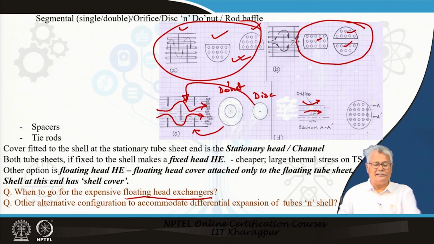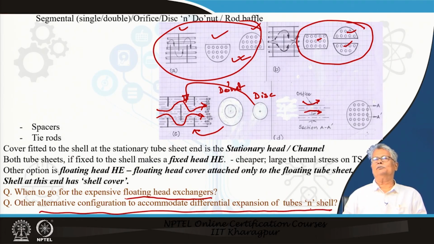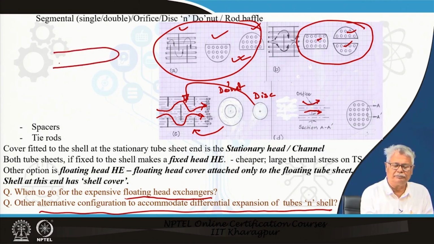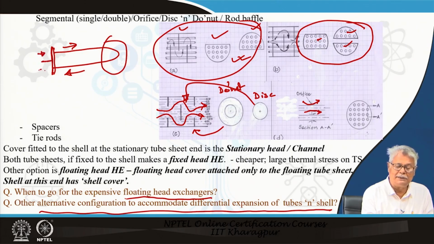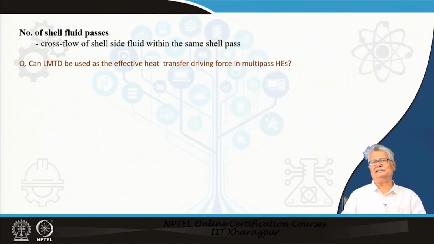Now, the second question is, what is the alternative configuration to accommodate this differential expansion? The alternative configuration is also pretty simple. Instead of having two tube sheets, it is also possible to use U tubes. We will have here a tube sheet. This will be the direction of flow, it will go. We will not have any tube sheet at this end, but in this case definitely you have to have a minimum of 2 passes. So, this is what you find as an alternative to floating head exchangers.